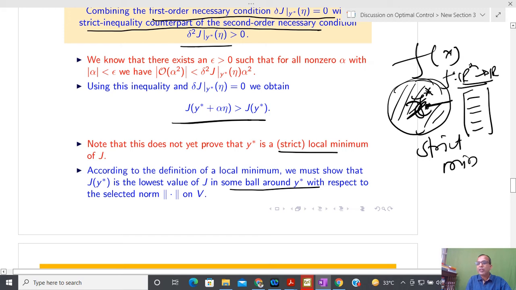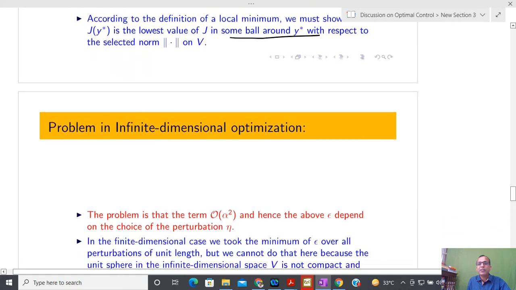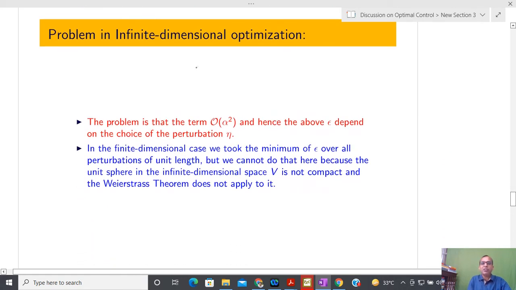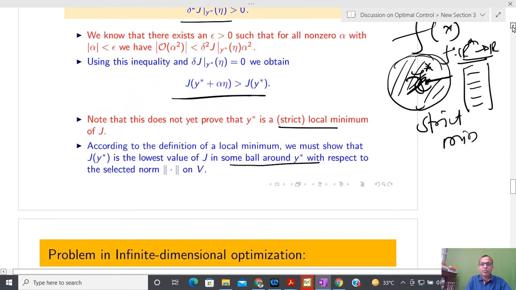Okay, so this x star is a local minima for that compact ball or compact set. But let us try to see that difficulty in the case of infinite dimension. The problem is that the term O alpha square, and hence epsilon, depends on the choice of perturbation eta.